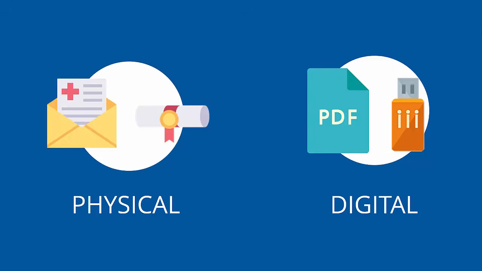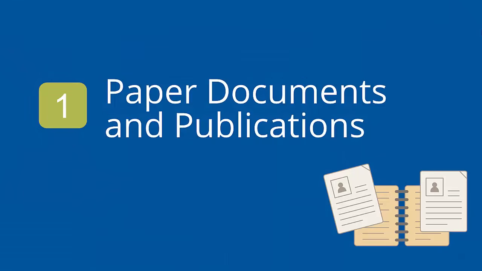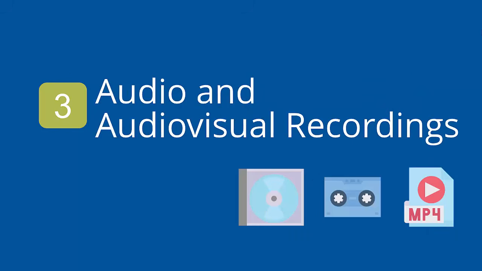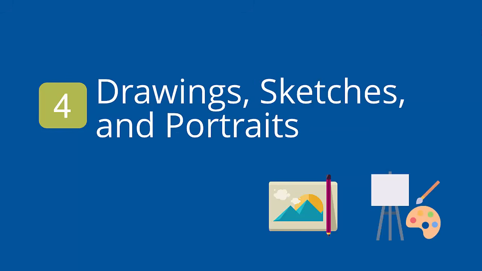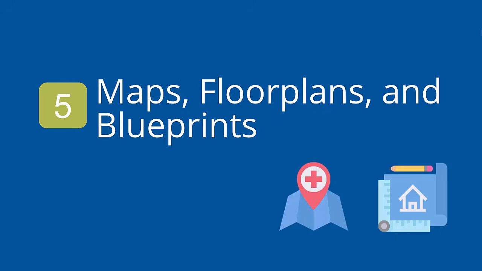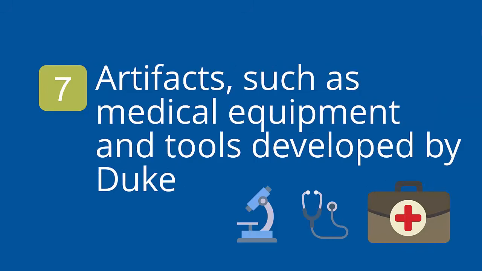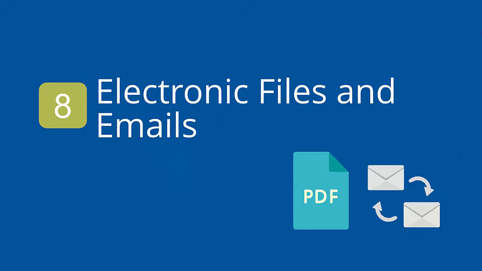A record can take many different forms and can either be physical or digital. These forms include, but are not limited to, paper documents and publications, photographs, slides, contact sheets, and negatives, audio and audiovisual recordings, drawings, sketches, and portraits, maps, floor plans, and blueprints, textiles, including medical uniforms and other institutional clothing, artifacts such as medical equipment and tools developed by Duke, and finally, electronic files and emails.